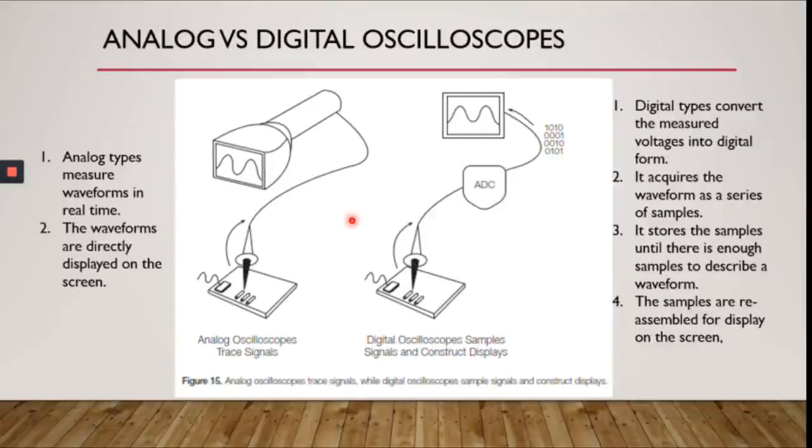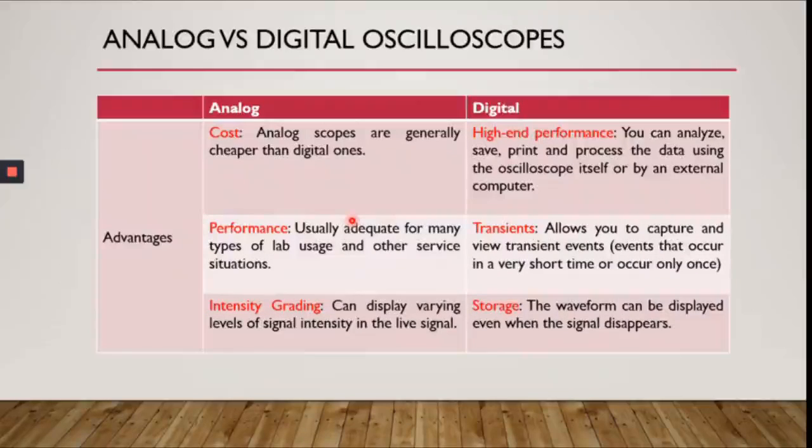Now let's look at the advantages for each type of oscilloscope. These are a very simplified comparison. For analog, the three main advantages begin with the cost. Analog scopes are much cheaper if you compare them to an equivalent digital version.